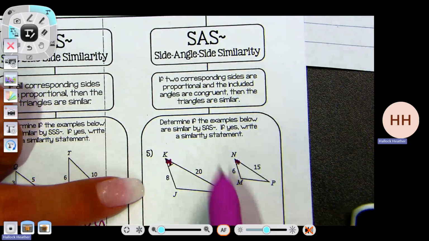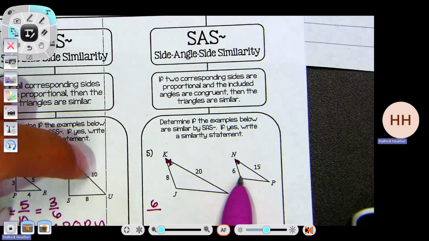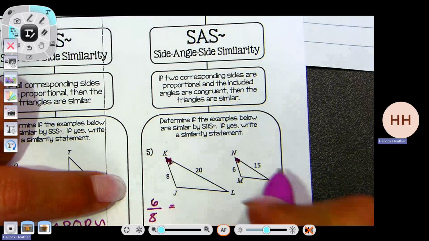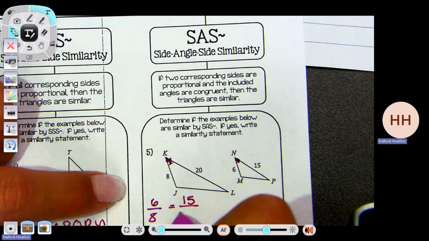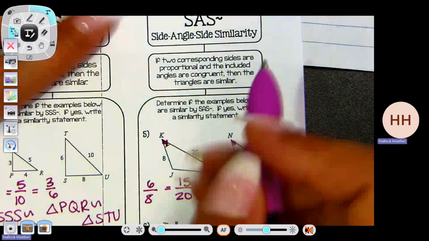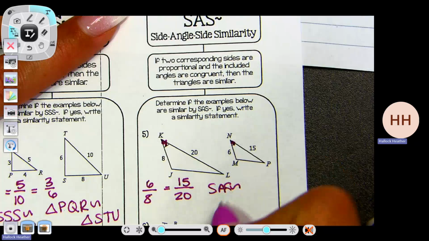So if I pick something on the small, if I choose 6, 6 is the smaller side, which will match with what on this triangle? 8. And then 15 over 20. So if you divide those fractions, you get the same thing. Yes. So this can use side, angle, side similarity. Oh, I forgot the other S.